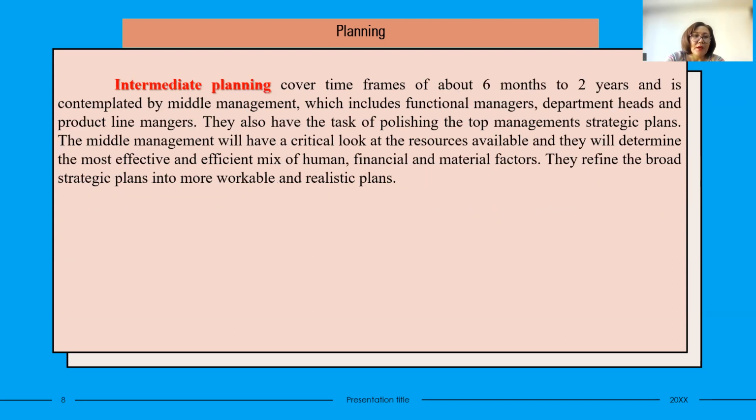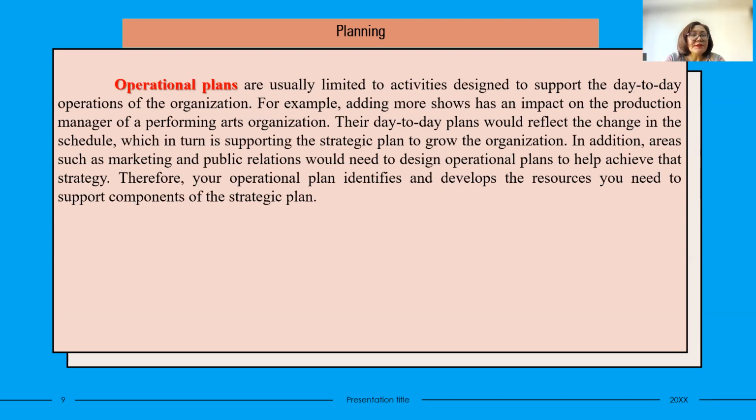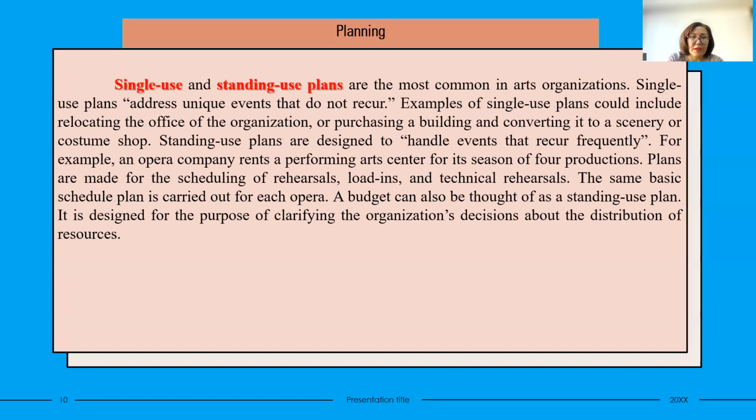Intermediate planning covers time frames of about 6 months to 2 years and is contemplated by middle management, which includes functional managers, department heads, and product line managers. Operational plans are usually limited to activities designed to support the day-to-day operations of the organization. For example, adding more shows has an impact on the production manager of a performing arts organization.